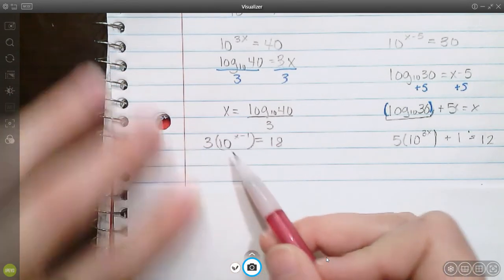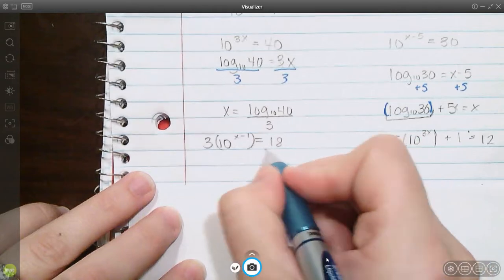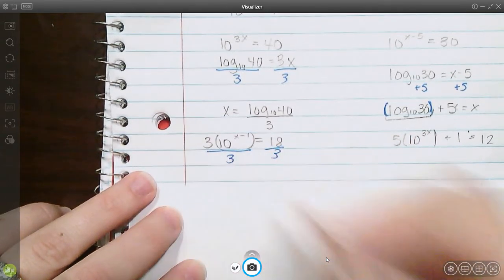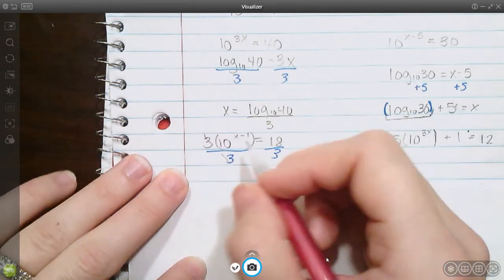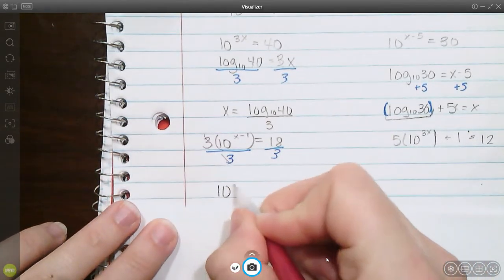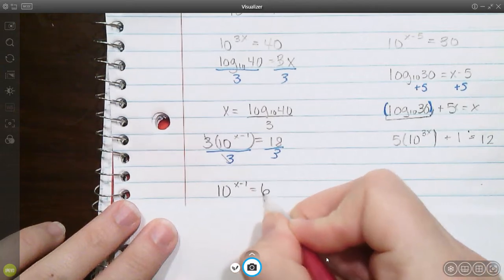So to get rid of the 3, you have to divide. So if I divide both sides by 3, these 3's will cancel out. 18 divided by 3 is 6. So we have 10 to the power of x minus 1 equals 6.